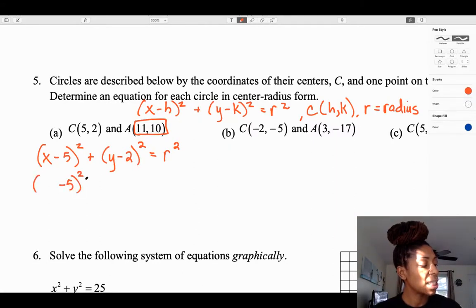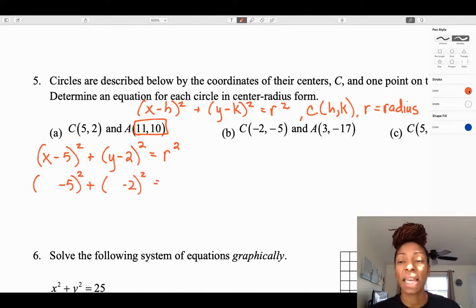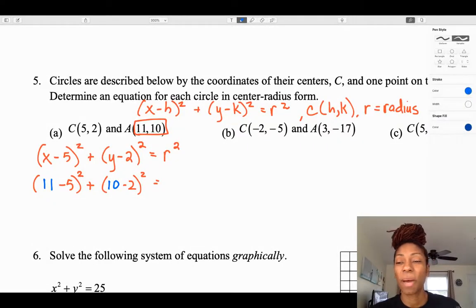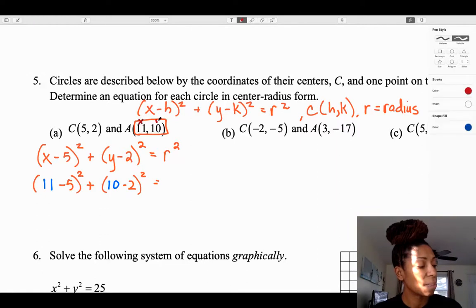So instead of writing x and y, I'm going to write 11 and 10. 11 is my x, and 10 is my y. I got that from this coordinate. So now let's simplify it. What is 11 minus 5? 6.